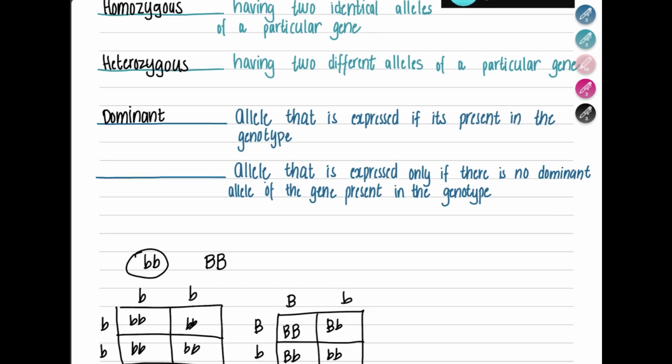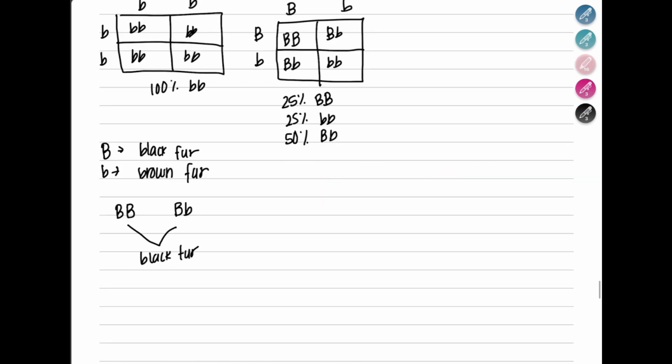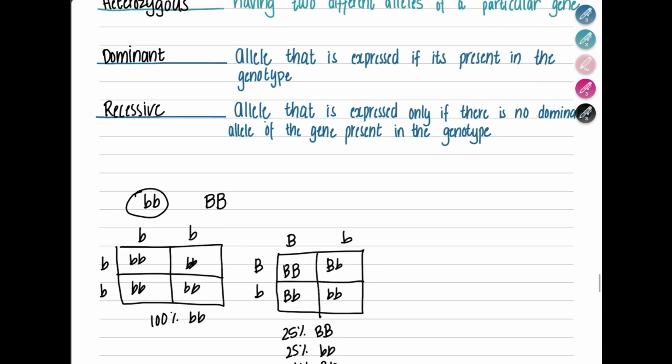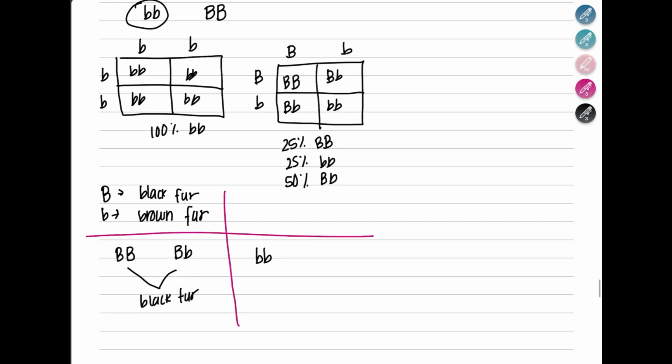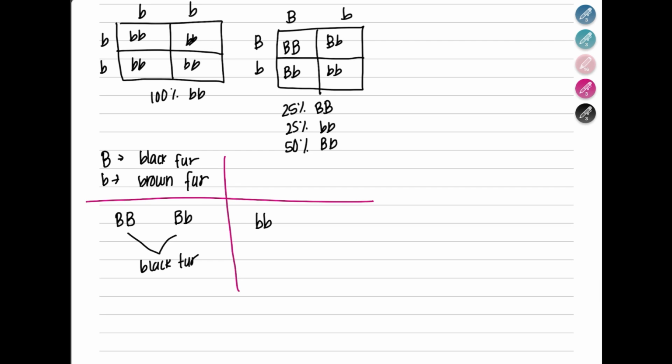But an allele that is expressed only if there is no dominant allele of the gene present is called recessive. If our offspring is to have brown fur, it should be like this, only if there is no dominant allele. So we don't have the dominant allele of capital B, then only our offspring or our organism will have brown fur.